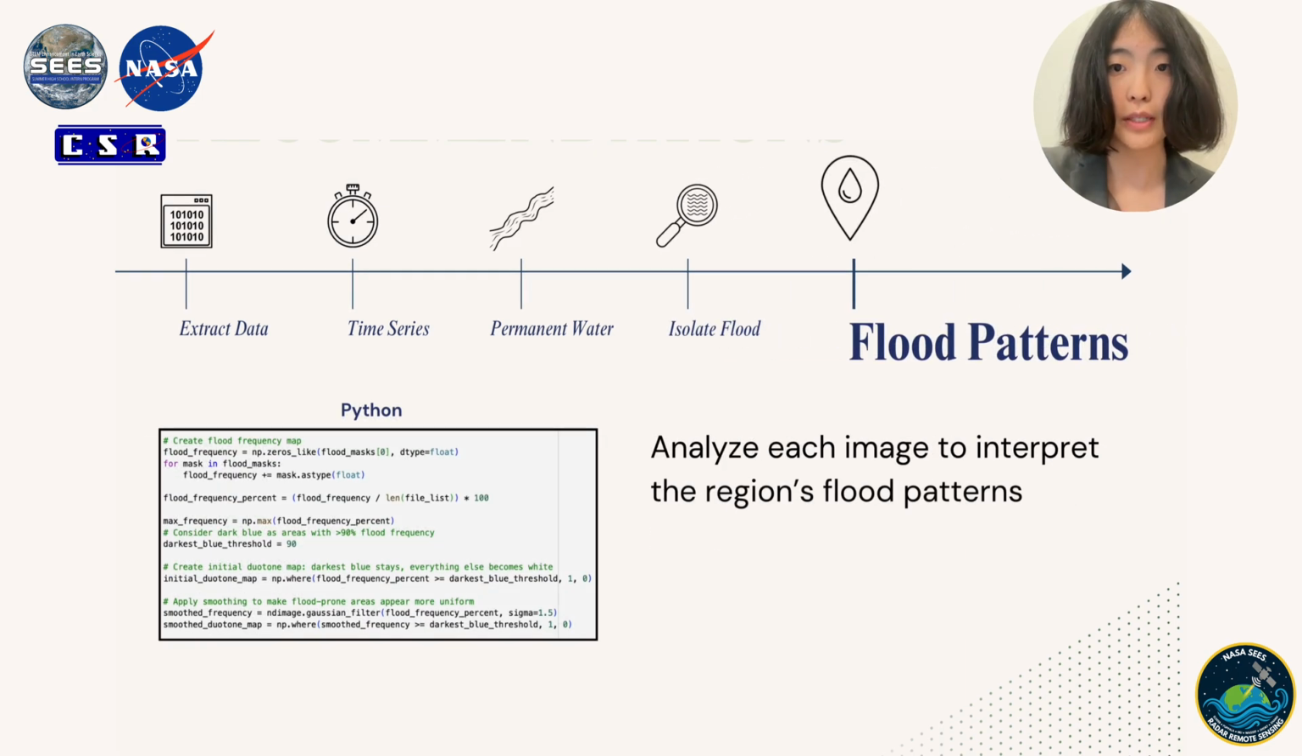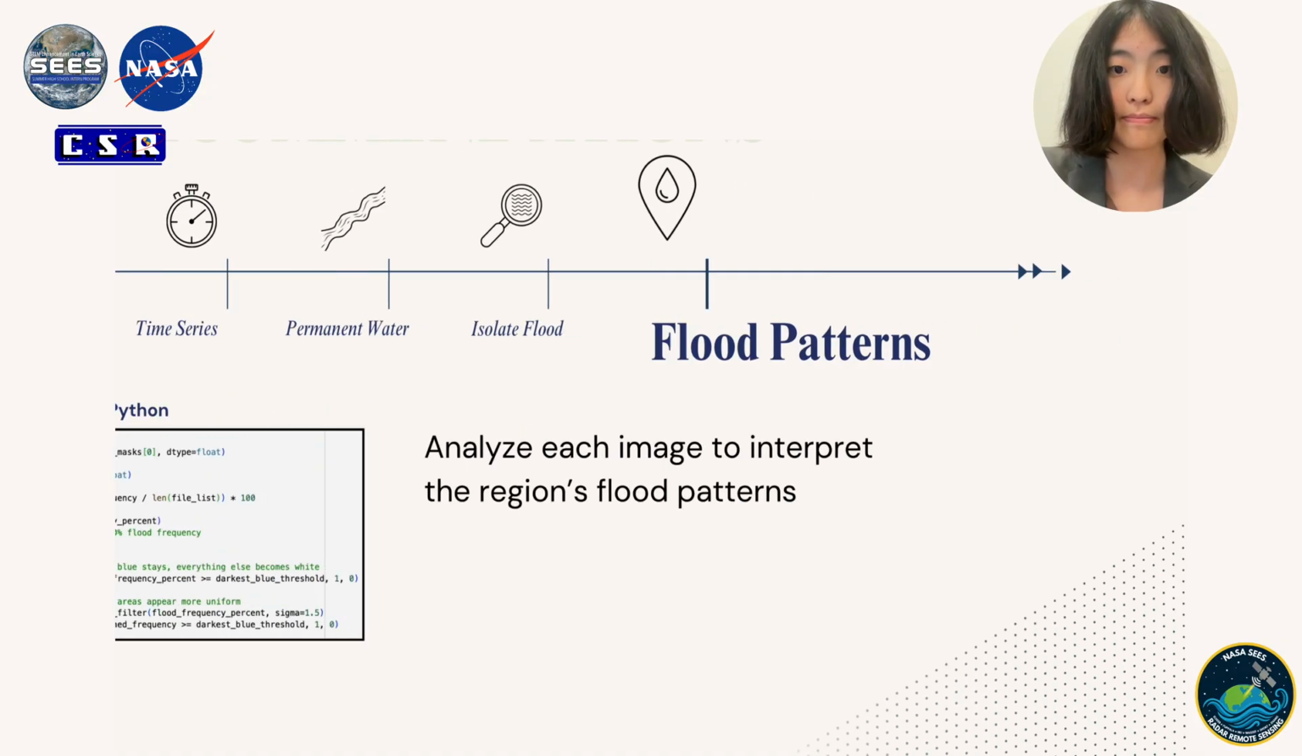To build a flood frequency map, we sum up the binary flood mask over time, then convert it into a percentage. Areas flooded in over 90% of images are marked in dark blue, and a duotone map highlights these zones in blue and makes everything else white. Gaussian smoothing is then applied to clean up the edges and make flood-prone areas appear more visually clear.